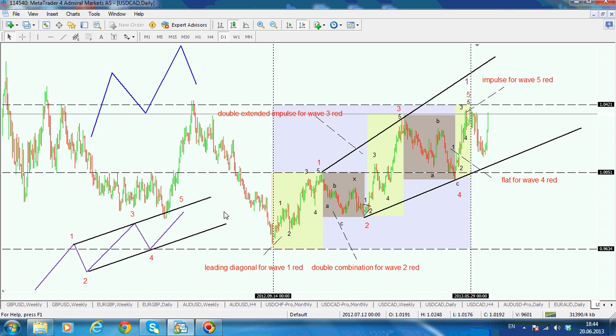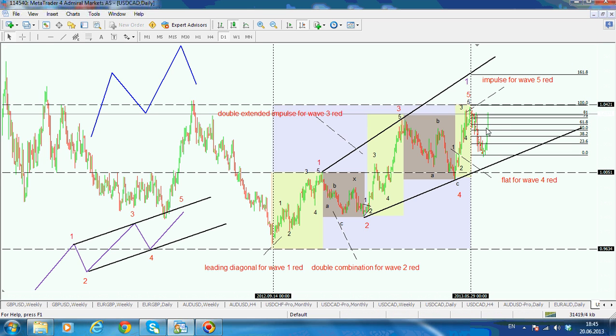This is the US dollar Canadian dollar daily chart, and you might say, well, if this is a leading diagonal, then what is this that comes afterwards? Well, we can't label it yet, but judging by the price action, it might be just an A, B, and we should look for a C wave to the downside. Based on the amplitude of this move, if you take a Fibonacci retracement from the highs here to the lows here, it retraced more than 61.8.